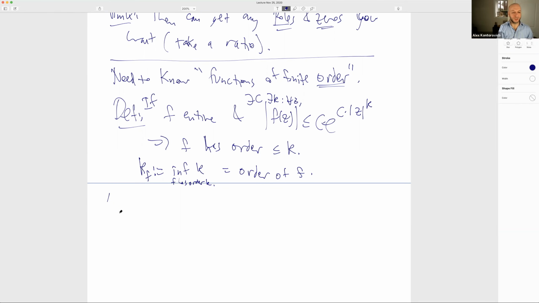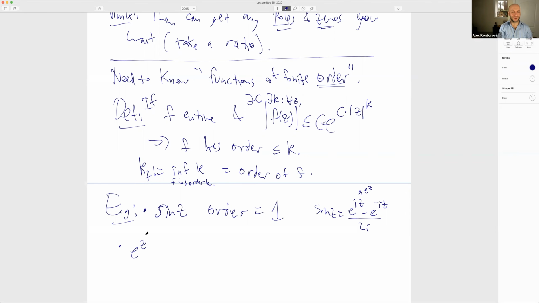So let's get some examples to see what's going on. Sine of z, order? Order 1, because sine is nothing but the exponential function: e^(iz) minus e^(-iz) over 2i. Well, in certain directions, this will grow like e^|z|, and it's certainly bounded by e^|z|, and the exponent of this is 1. Great.